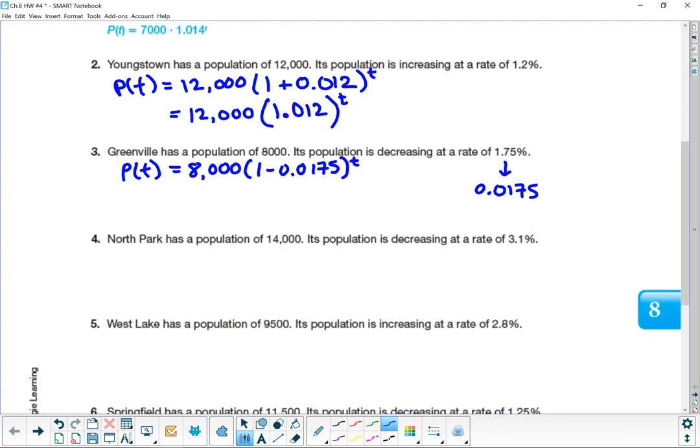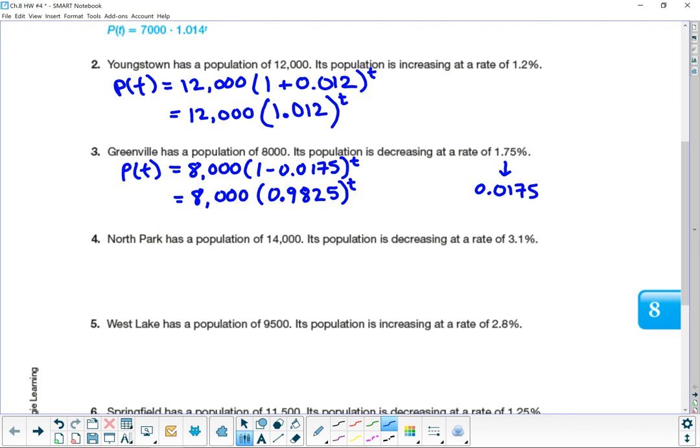Okay, and if we use a calculator for that, I'm going to use it right here. So if I have a calculator on the side, guys, I have 1 minus 0.0175. That's going to give me 0.9825. So my final equation is 8,000 times parentheses 0.9825, and then this is to the t power.